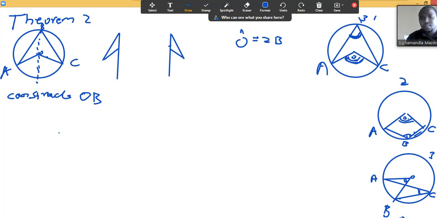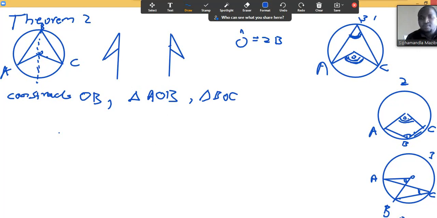So what can you say? We need to separate, because now you see there is a formation of triangles here. So we have a triangle AOB, and we also have a triangle BOC. So we have two triangles now. So we can separate them to prove our theorem. As you can see here, I have already separated it.